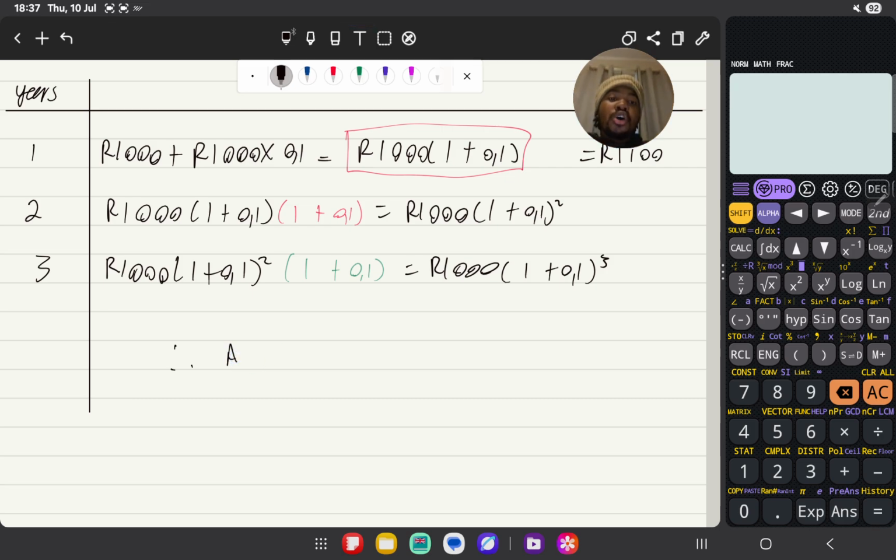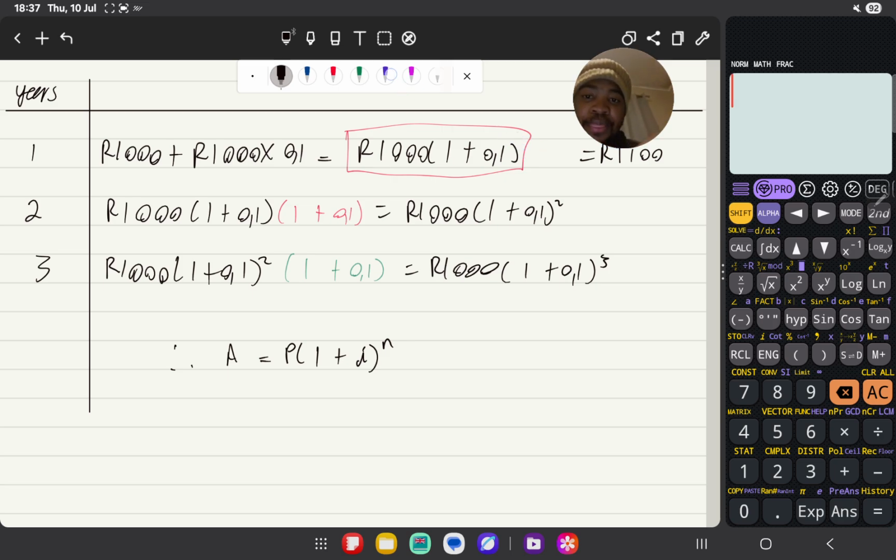you've accumulated over the investment period, it's going to be the principal amount, the money that you initially invested, times 1 plus I. Remember, I is the interest rate which you are gaining, or the interest which you are getting from the investment, and then raised to the power of n, right? N being the number of years.